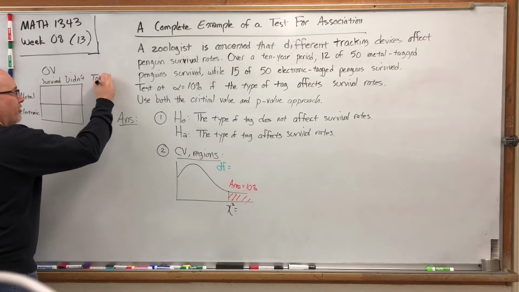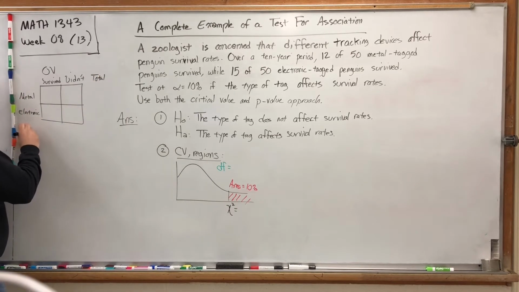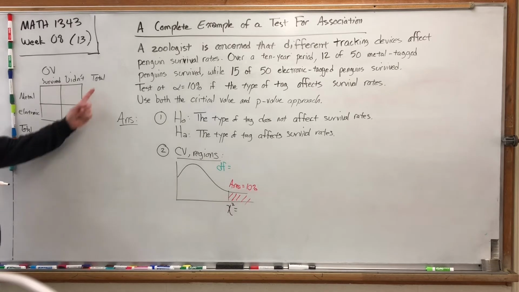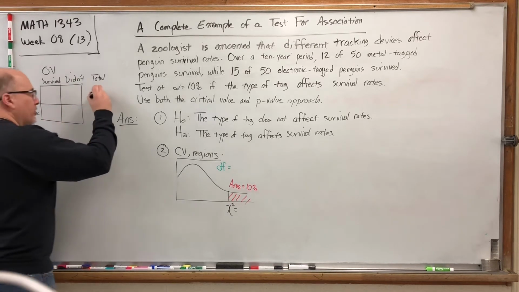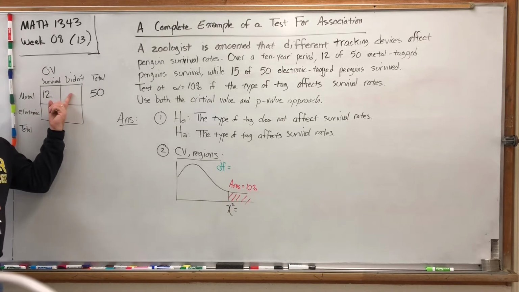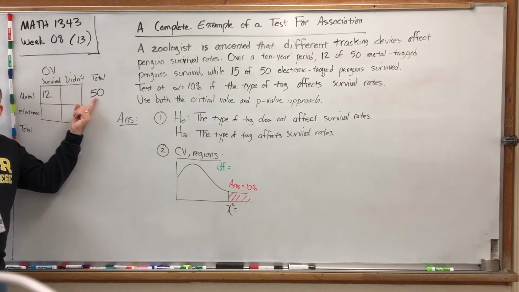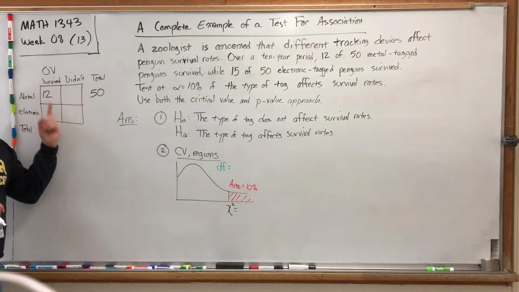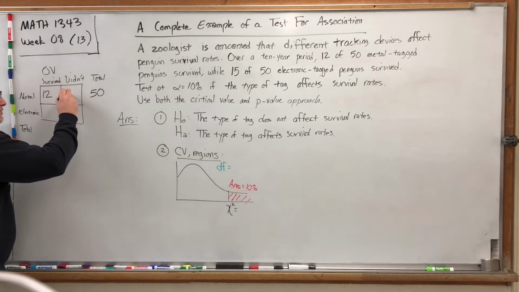I should remind you that there is a total column and a total row. So if we say that there are 50 metal tagged penguins, where would the 50 go? Well, the 50 is the total number of metal tagged penguins, so it would go here. And we're told of those 50, 12 survived. So right away I can calculate this number, because out of the 50 metal tagged penguins, if 12 survived, then the difference did not. 50 minus 12 is 38.